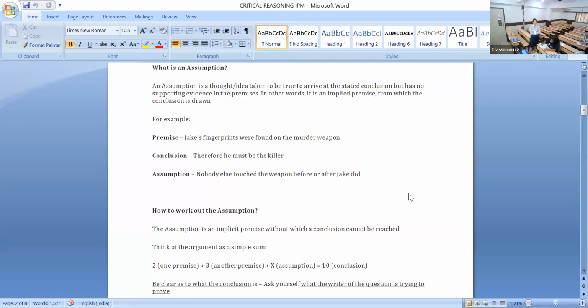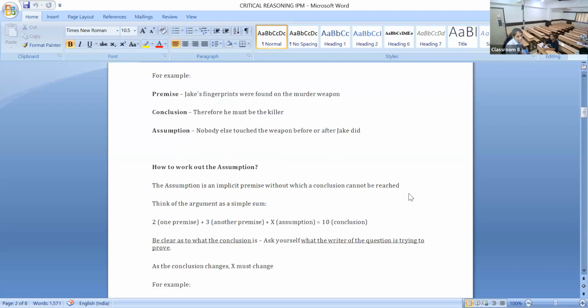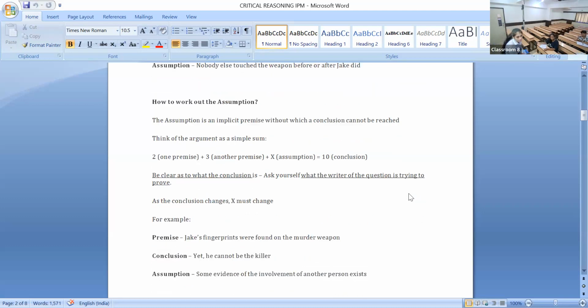But we'll do it in detail. This is something where we might lose marks. Okay, so over here, let's see how to work out the assumption.